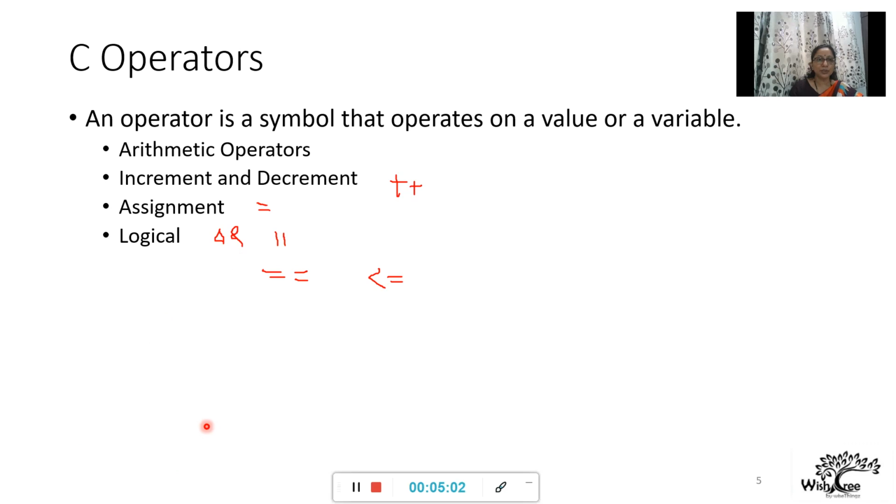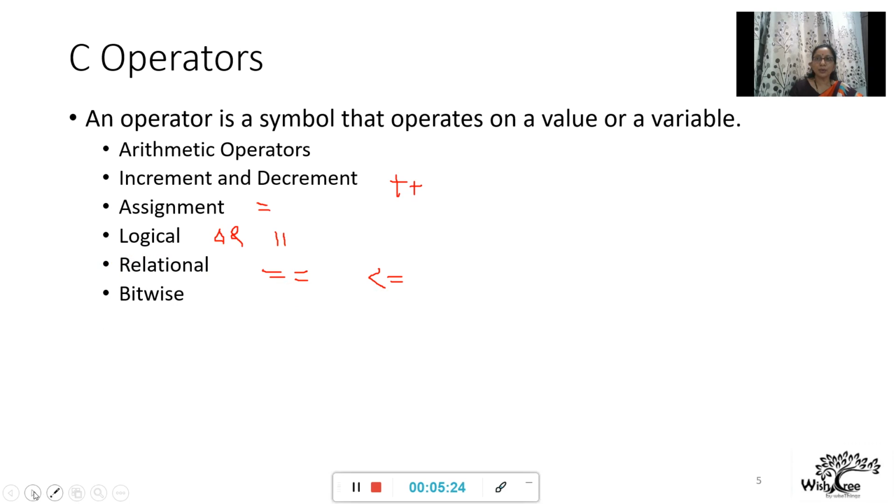Then let me give you some examples of relational operators. Relational operators are nothing but equal to, less than or equal to, greater than or equal to. I want to check if the two variables are equal. So what is the relation between the two variables that can be identified using the relational operators? These are a few of the examples for relational operators.